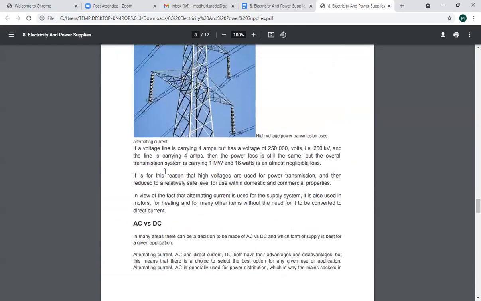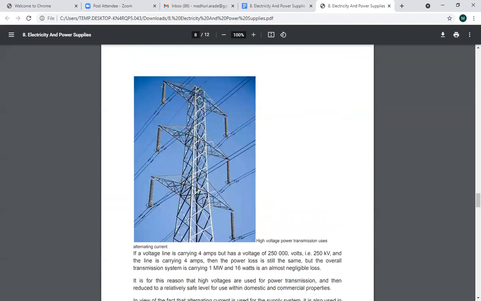Now, this is the difference between AC and DC. DC means for the small devices which require a constant flow. Here we are going to use DC, direct current. And for high voltages, where we need to transmit the power at minimum cost, in that case alternating current will be used.